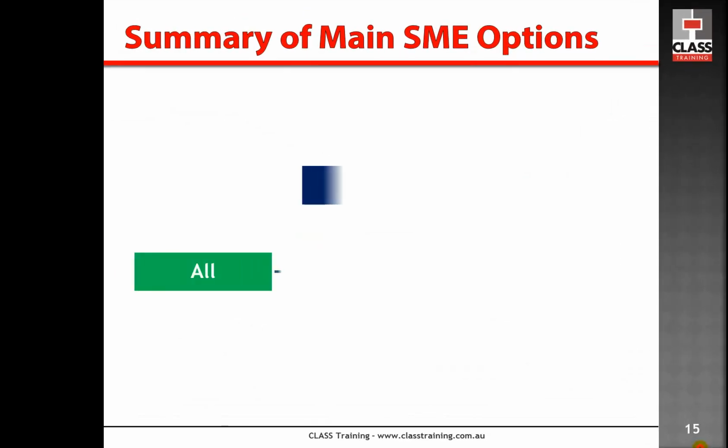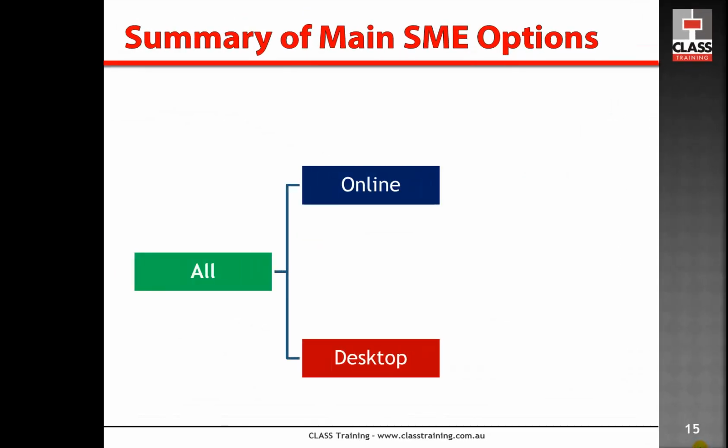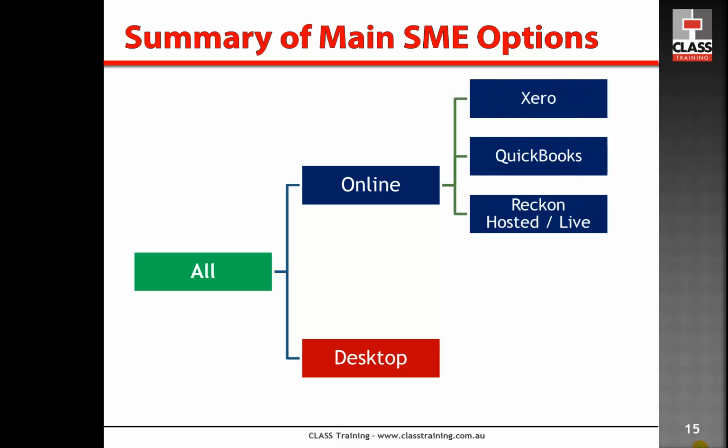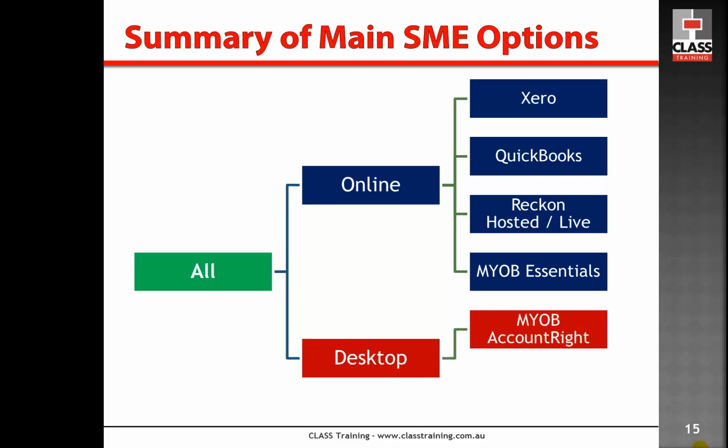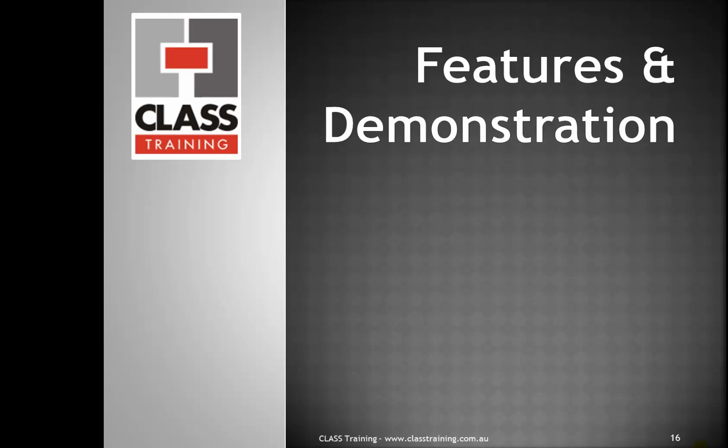Okay, the main options, all of them, as I said, we've got online and desktop. You've got all totally online: Xero, QuickBooks, Reckon hosted or live, MYOB Essentials, and you've got the desktop versions, MYOB AccountRight, and Reckon, which used to be called QuickBooks. Okay, and I'll be showing you some of that as well. Okay, so let's get into it.